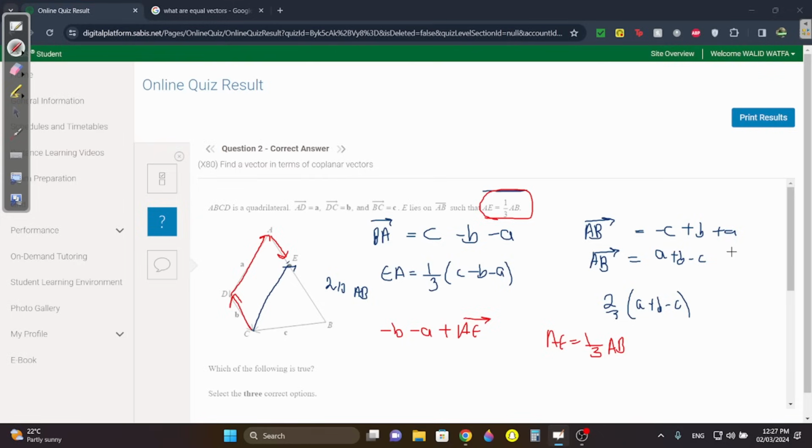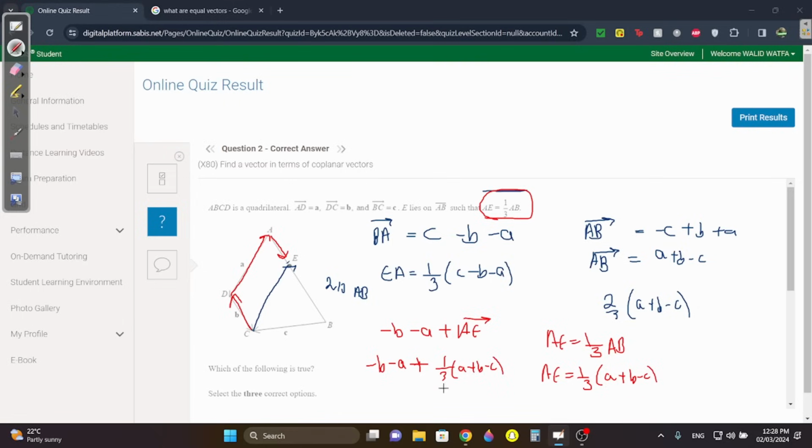And AB is minus C plus B plus A, which is A plus B minus C. For AE equals 1 over 3 A plus B minus C. For minus B minus A plus 1 over 3 A plus B minus C. Obviously, if you write this in the exam, you're going to lose a mark because you have to make it simplest form. How do you do this?